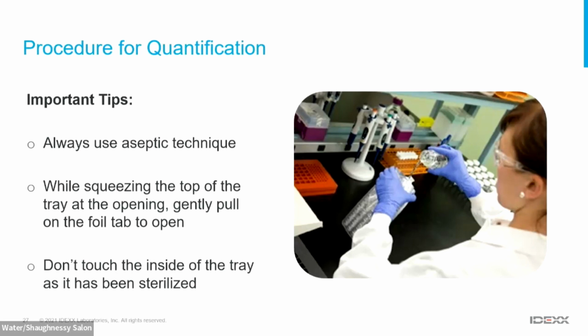When it comes to the tray, carefully, squeezing at the top, kind of make it open, and you pull back that foil tab, and then you easily pour in your sample. The tray is sterilized, so you want to make sure that you don't touch the inside, because then you can contaminate it, and again, you get bad results.